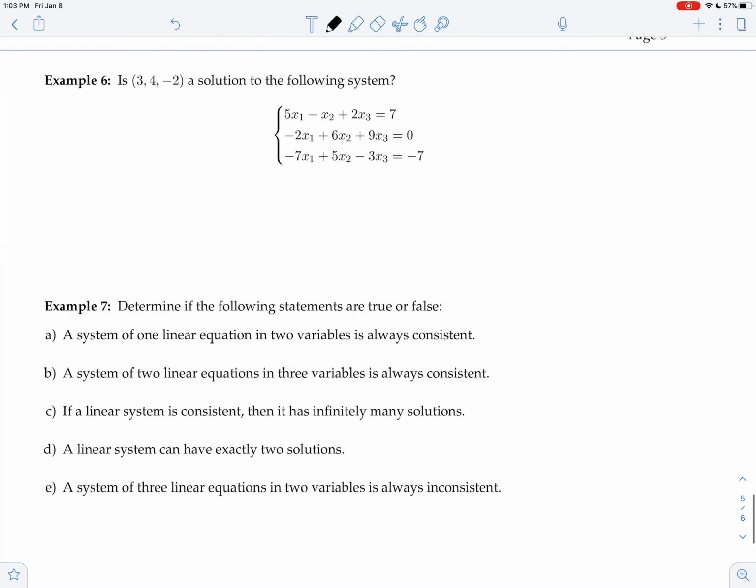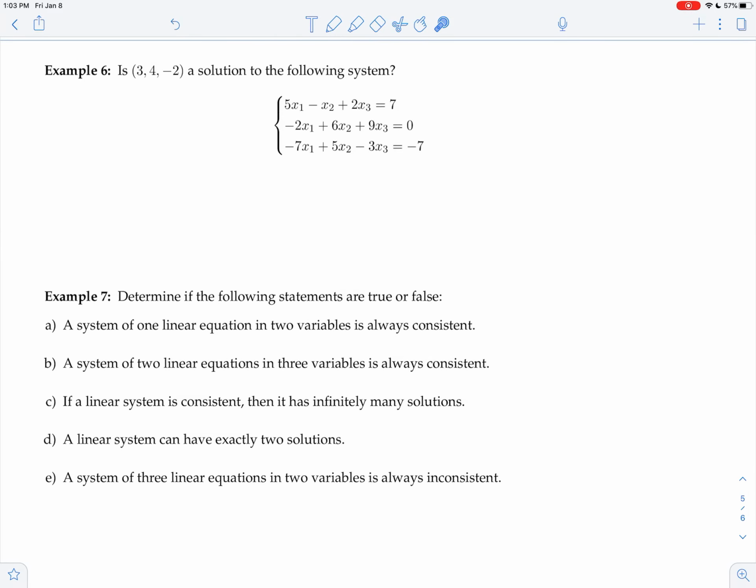this video. So in example 6, we're simply asked, is this a solution to the following system? You're a solution if we can plug in 3 for x1, 4 for x2, and minus 2 for x3, and it should satisfy each one of these equations. So let's just check and see. For the first one, I get 5 times 3 minus 4 plus 2 times minus 2, and you can check that that is indeed 7. It works. We're good to go. So the first equation checks out.